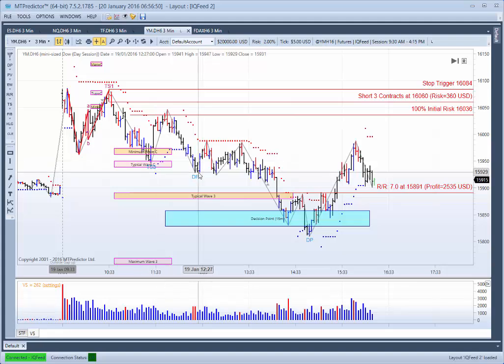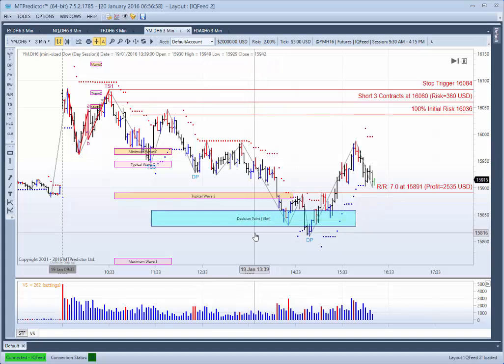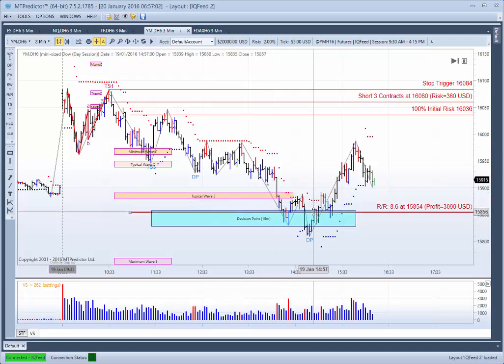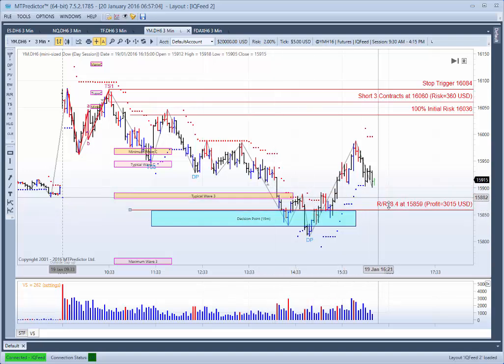So avoiding these two buy setups here. As the market came down, you knew that this 15-minute DP support was here. I've already discussed that. So you might have run it down into that support level. If you had, that would have increased your profit to 8.4R.